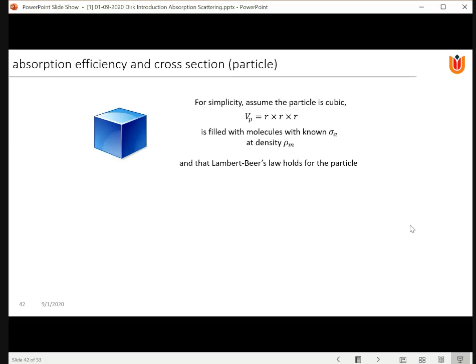And we're also going to assume that if light is transmitted through this particle, we can simply apply Lambert-Beer's law to the whole particle. So instead of a cuvette, we're going to apply it to a particle. Okay, so let's say there is an incident intensity I0 on this particle. Then what is the transmittance of one particle?